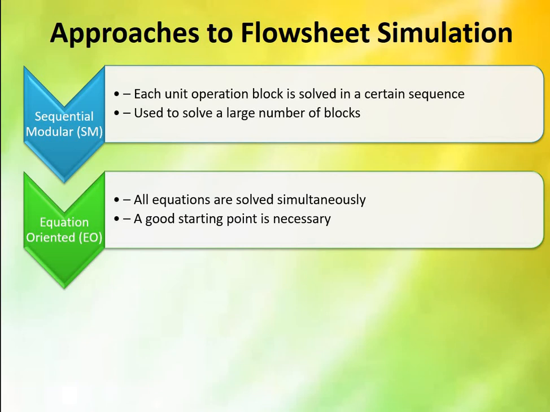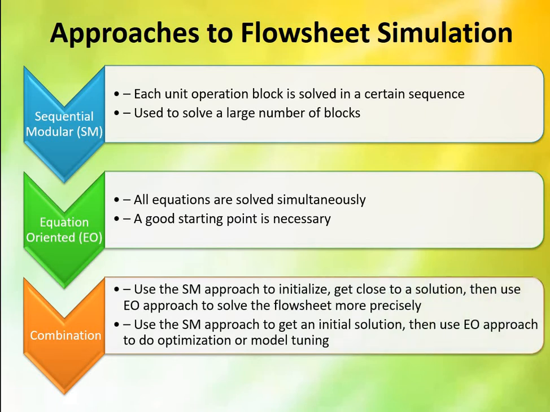For this, a good starting point is necessary to reduce the iteration time. And there is a third approach, which is a combination approach. It uses the sequential modular approach to initialize, get close to a solution, and then uses the equation oriented approach to solve the flowsheet more precisely. So use the sequential modular approach to get an initial solution, and then the EO approach to do optimization and model tuning. So this is the combination approach, which is most effective for large flowsheet simulation.